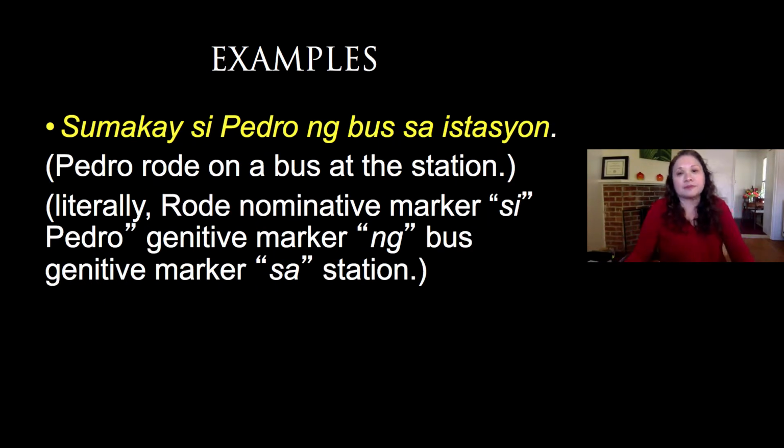Let's have another example. Sumakay si Pedro ng bus sa istasyon. Pedro rode on a bus at the station. Literally, you have rode, or took. The nominative marker here is si. Why? Because the focus of the sentence is Pedro, who is the actor or the doer of the action. Then you put ng bus, because the question is, what did he ride? The bus. And where? At the station, so you use sa before station.